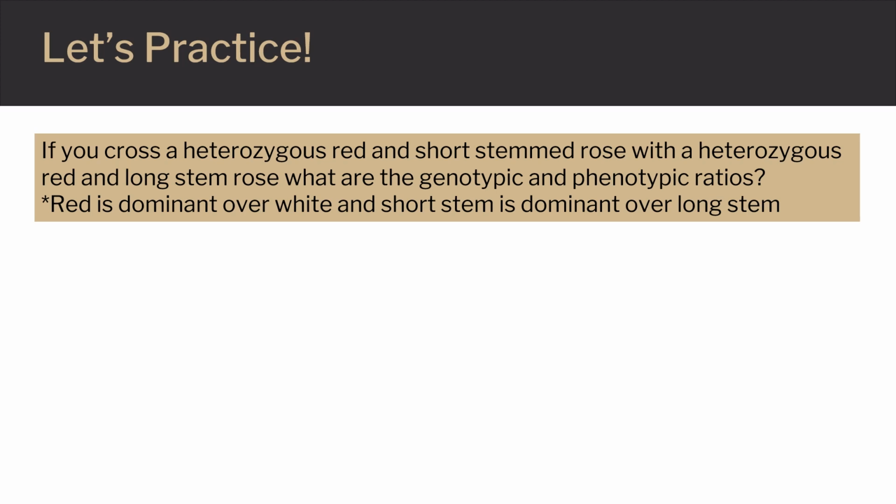We are being asked to cross a heterozygous red and short-stemmed rose with a heterozygous red and long-stemmed rose, and we're told that red is dominant over white and that the short stem is dominant over long stem. Given that information, what would be our parental genotypes? Let's do one at a time.